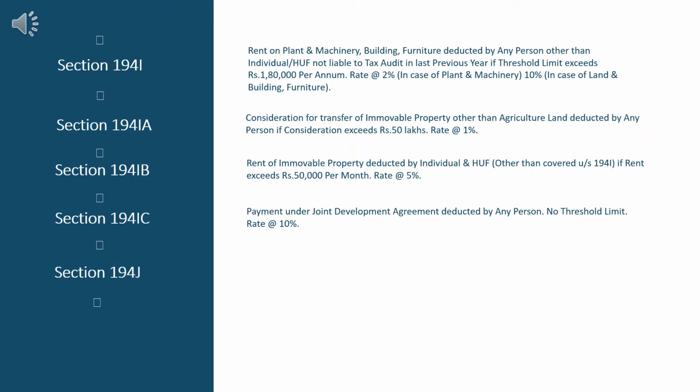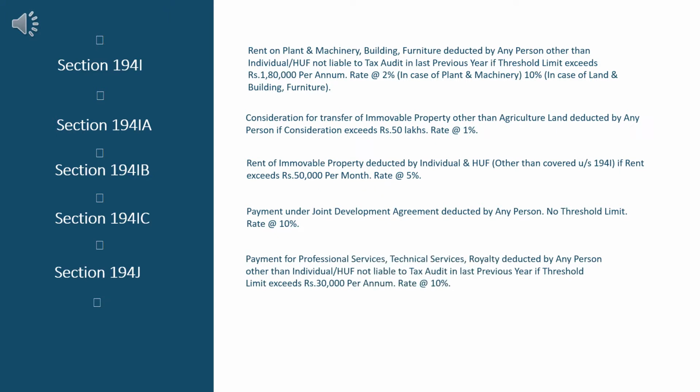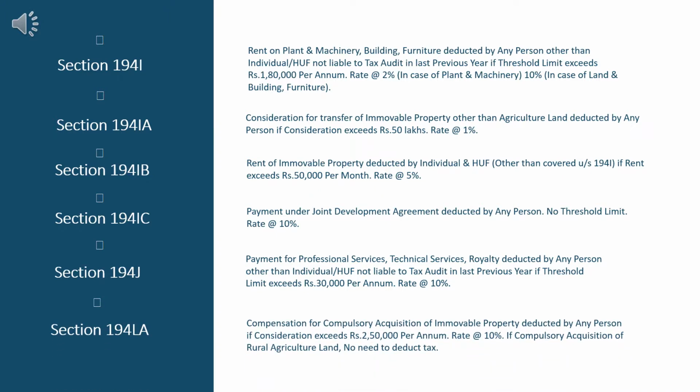Section 194J. Payment for professional services, technical services, royalty. Tax to be deducted by any person other than individual or HUF, not liable to tax audit in last previous year, if the payment exceeds rupees 30,000 per annum. Tax rate at 10%.